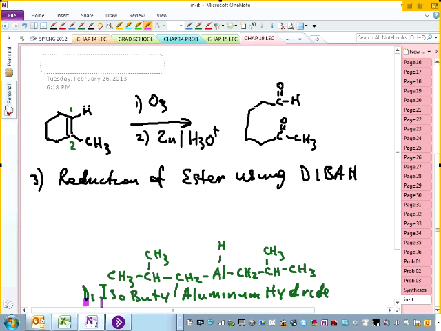Okay, you have the di for the D, the I, the B for the B here in DIBAL, and then the aluminum, the A, and then finally you have the hydrogen, the hydride. So that is why we use the acronym DIBAL. So for subsequent reactions, you don't need to write the structure of this molecule here. Just simply write DIBAL.